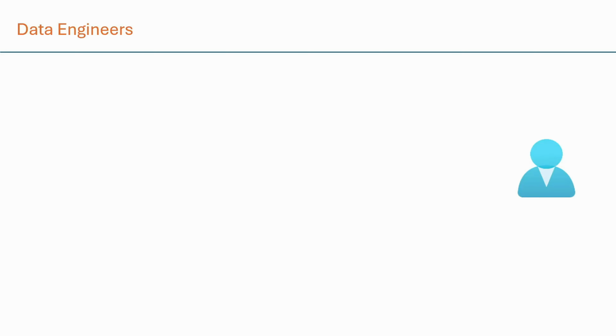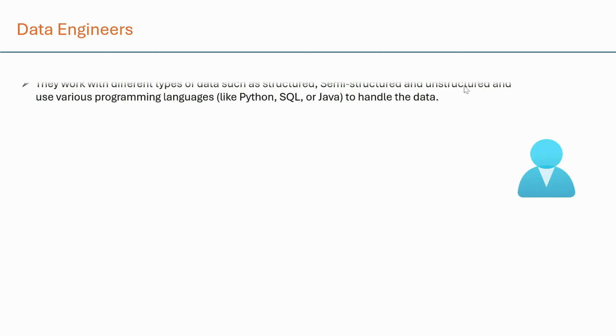Hey everyone. So today, first of all, we'll be talking about who data engineers are and what exactly they do. Now let's understand. They work with different types of data. We already talked about structured data, semi-structured data, and unstructured data. So they work with different types of data, and in order to handle the data, they use various programming languages like Python, SQL, and Java as well. That's what they do. They handle the data basically.